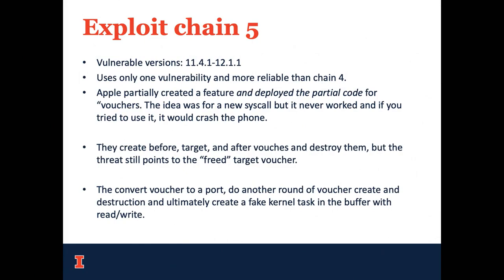Simultaneously, they overlap, not completely, but exploit chain 5 also existed. They only used 4 for a little while because it wasn't as reliable of an exploit. But exploit chain 5 was available from 11.4.1 to 12.1.1. There was only one vulnerability that it had to exploit. It didn't have to go through a couple of them. And this one is the most interesting because it's unclear how this would have happened if you followed any real development methodology.